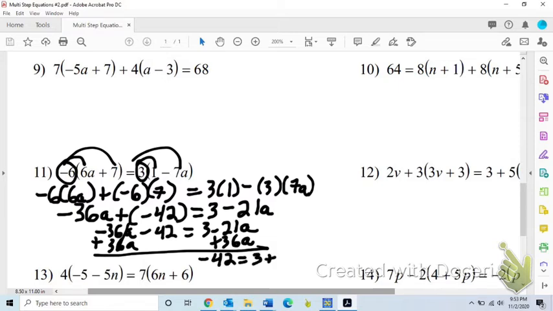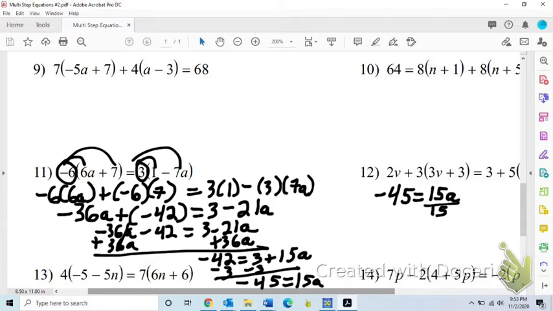36 minus 21 is 15a. We're then going to subtract 3 from both sides. We get negative 45 equals 15a. Divide both sides. So I'm going to rewrite it here to make sure that we have clarity. Divide both sides by 15, and we get negative 3 equals a. Okay, so that is one of each type of problem.